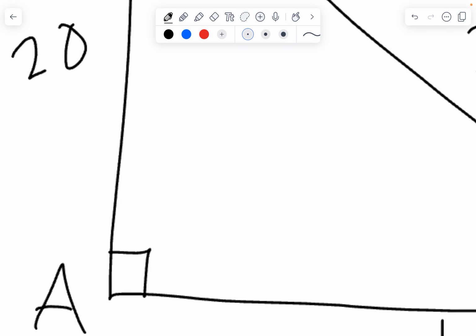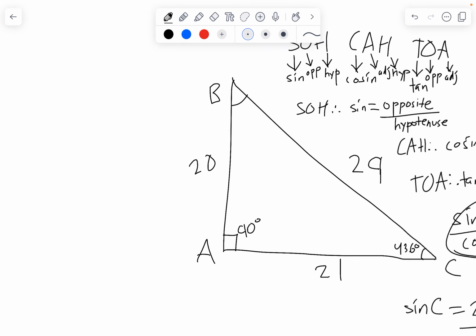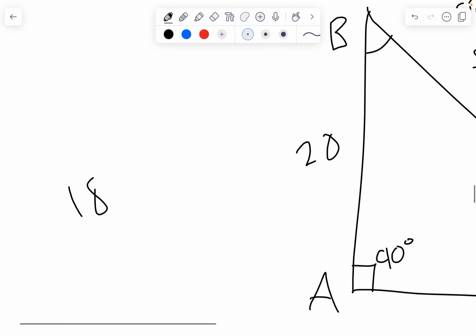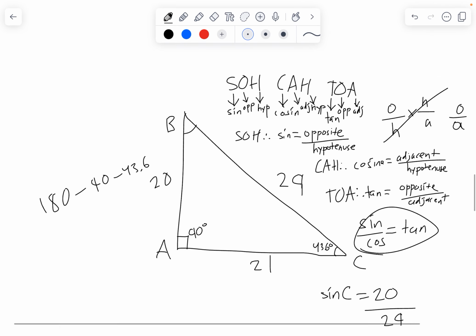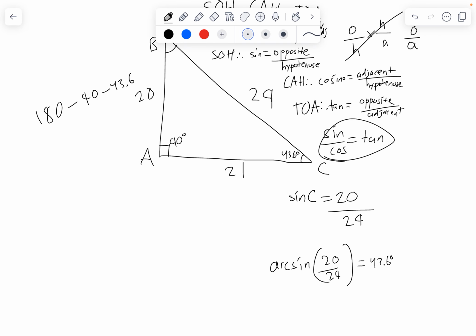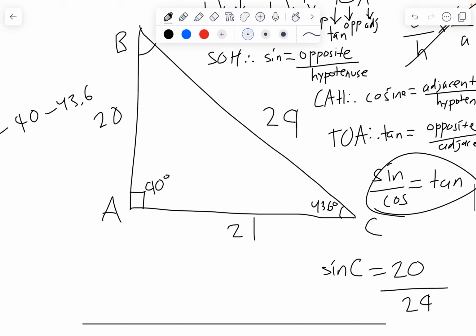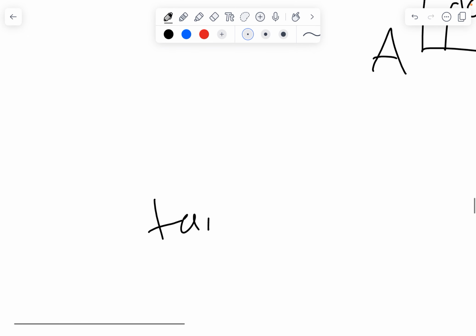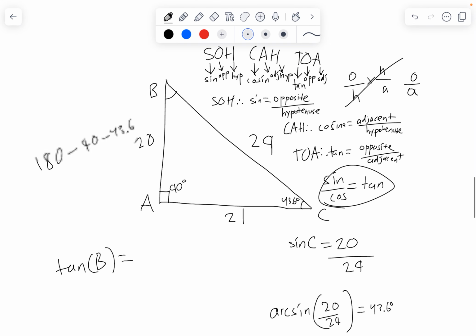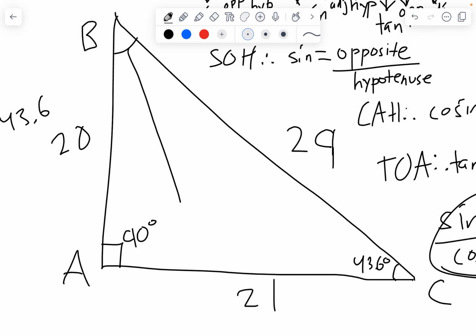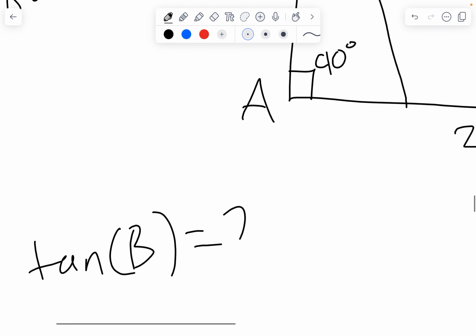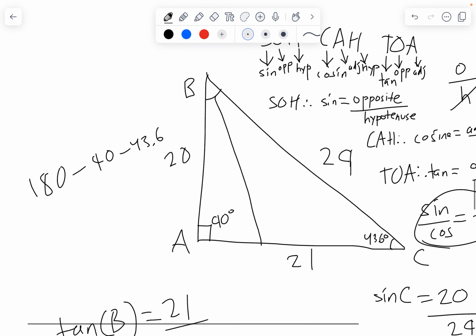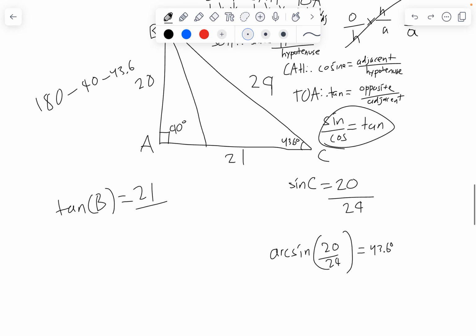Now let's figure out A. Well, we already know A, it's 90. And you can be boring and do 180 minus 90 minus 43.6 and get B, but we're not boring. We're going to do it the fun way. Let's do, what should we do? We can do really anything. Let's do tan. Tan is fun. What is tan of B? Well, tan is opposite over adjacent. So, what's the opposite of B? Well, 21. And the adjacent would be adjacent to this angle, not the hypotenuse, so AB, so 20.